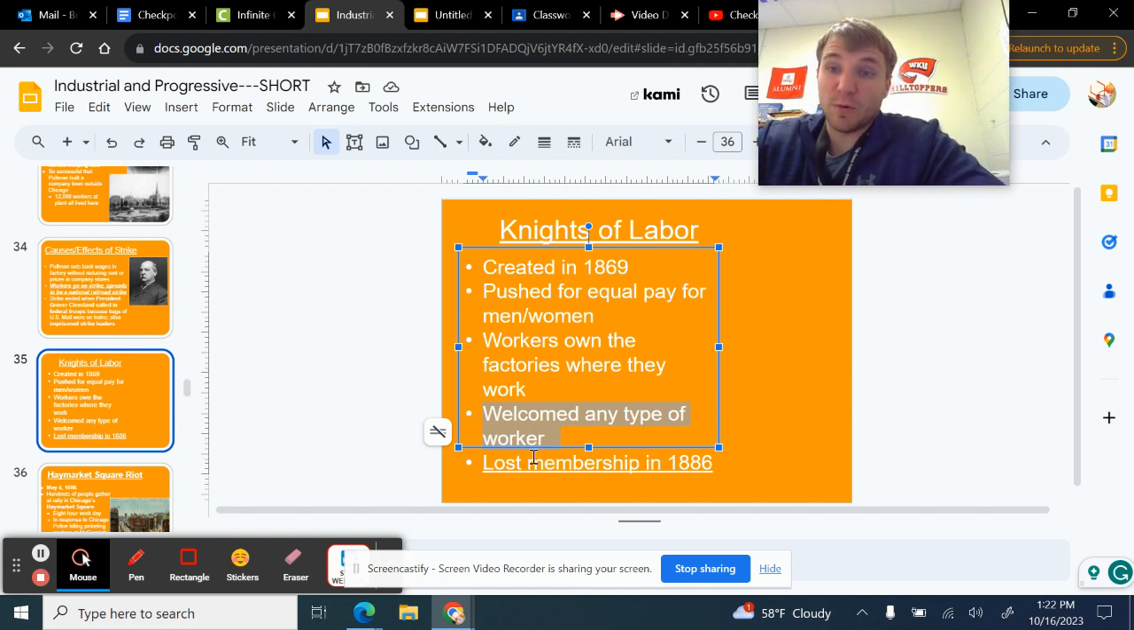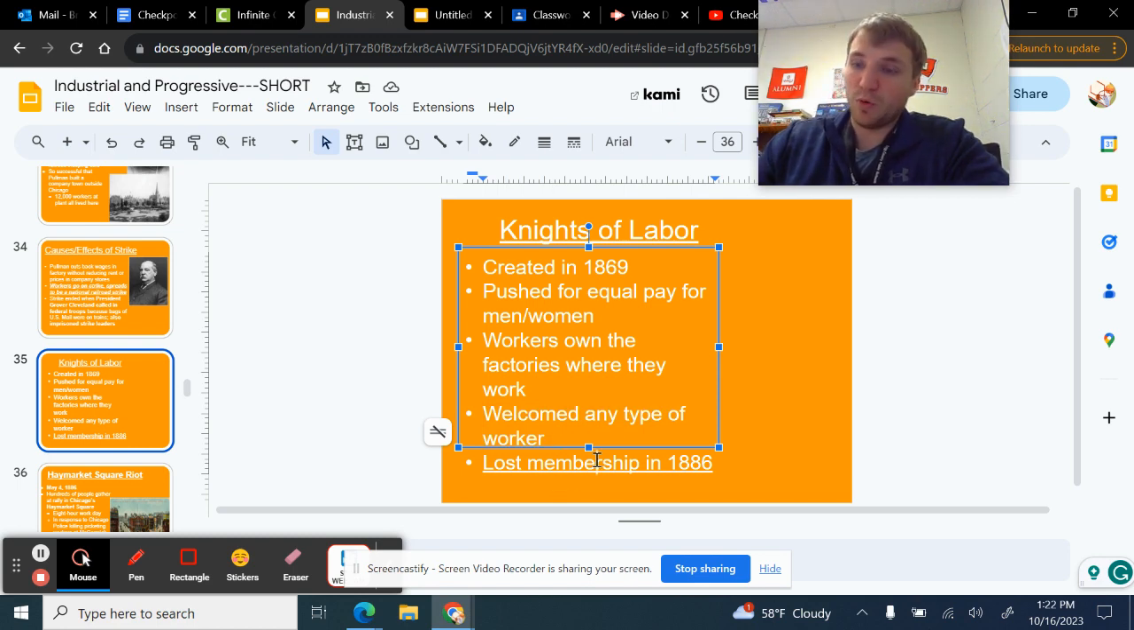But the Knights of Labor, the labor union itself, really started to go downhill after 1886. And here is the last bullet: it lost most of its members and was largely disbanded after the Haymarket Square riot in Chicago in the year 1886. And what is the Haymarket Square riot?